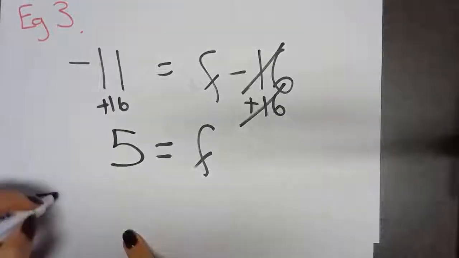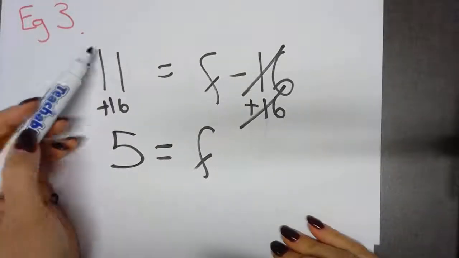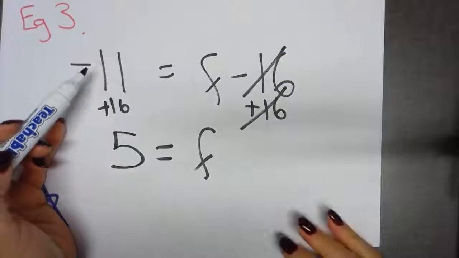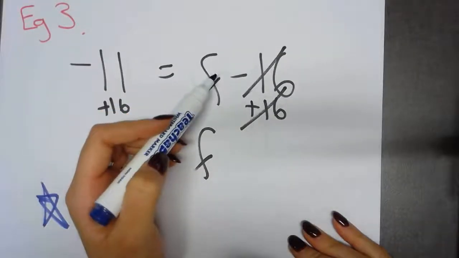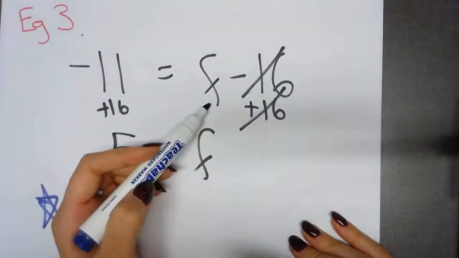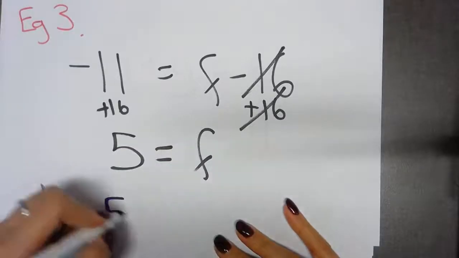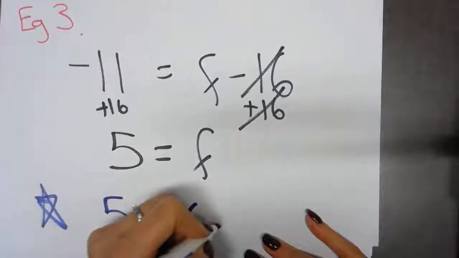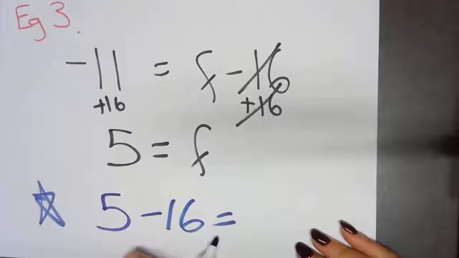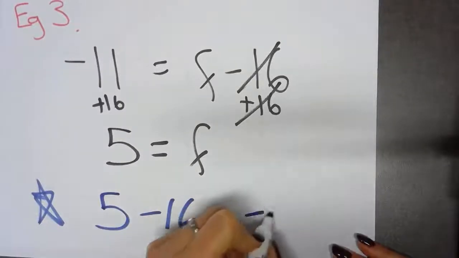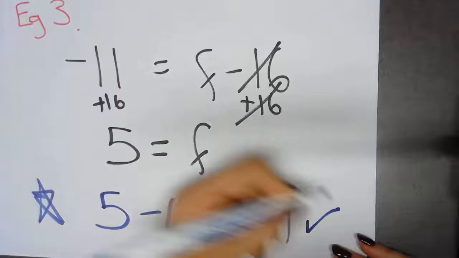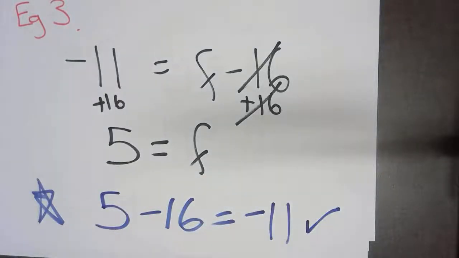With our check, it works a tiny bit differently because we can't start with the negative 11. That's the answer. We're going to start with wherever f is. So we're going to start with this side in our check. If we've said f equals 5, we're going to start with 5 take 16, and we're going to check what that equals. That we can see equals negative 11. Are we correct? Yes, we are. So the checks work slightly differently for the other side.